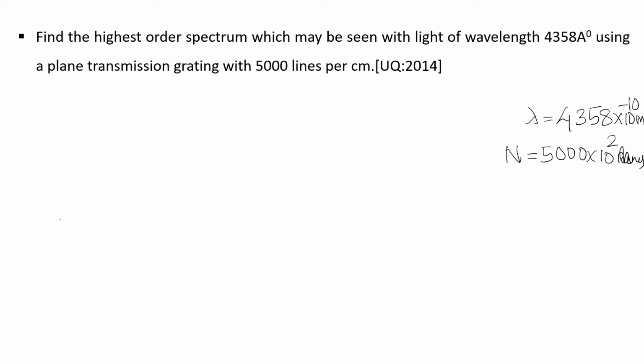And we have studied the grating equation, that is sine theta is equal to N n lambda. This is the grating equation for normal incidence. Here theta is the angle of diffraction and capital N is the number of lines of the grating and small n is the order and lambda is the wavelength. Here we are finding out the highest order spectrum. Therefore, in this equation, the order n is equal to sine theta divided by N lambda.